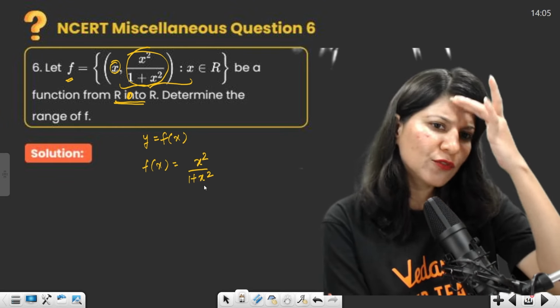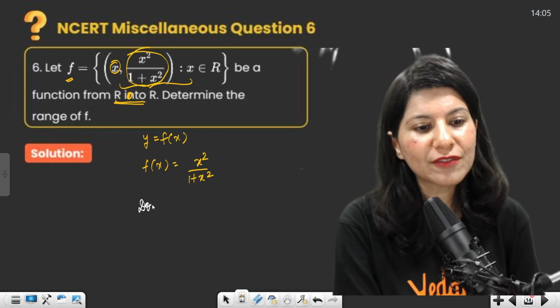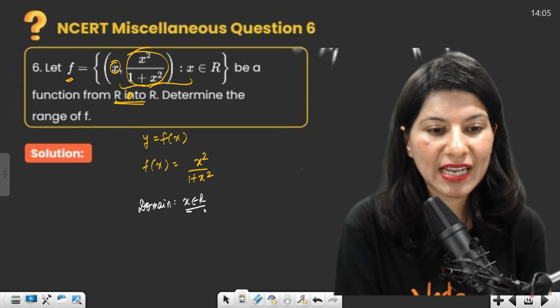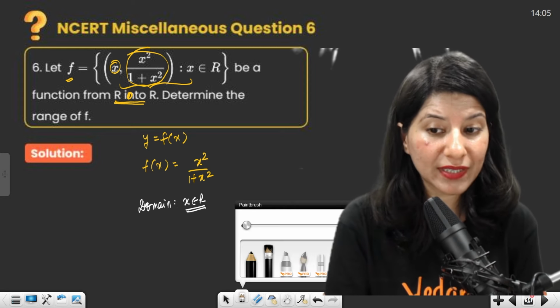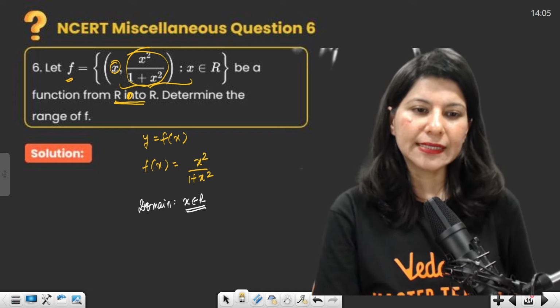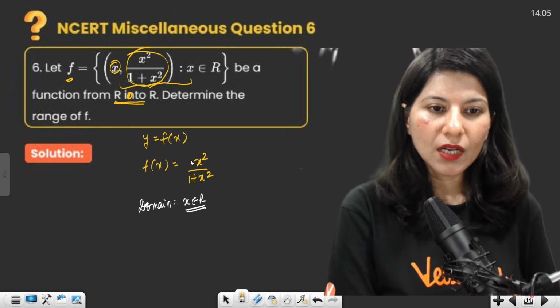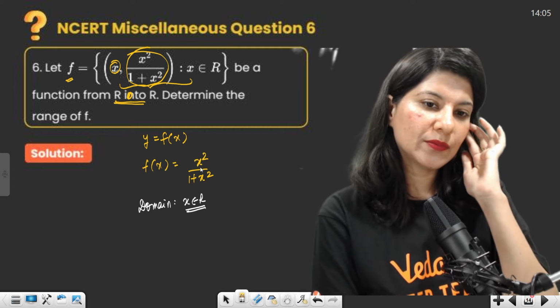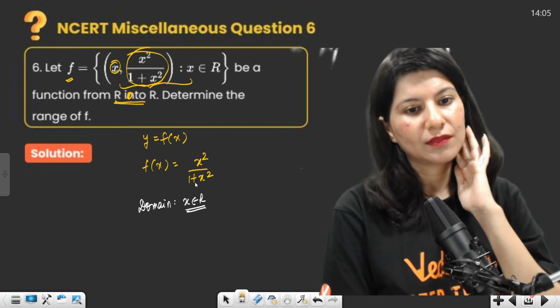Okay. And what about domain? So domain of this function will be all real values. Although they have not asked the domain, but still I am writing. This is all real values. But wait, now range. Just tell me. f of x is equal to x square upon 1 plus x square.